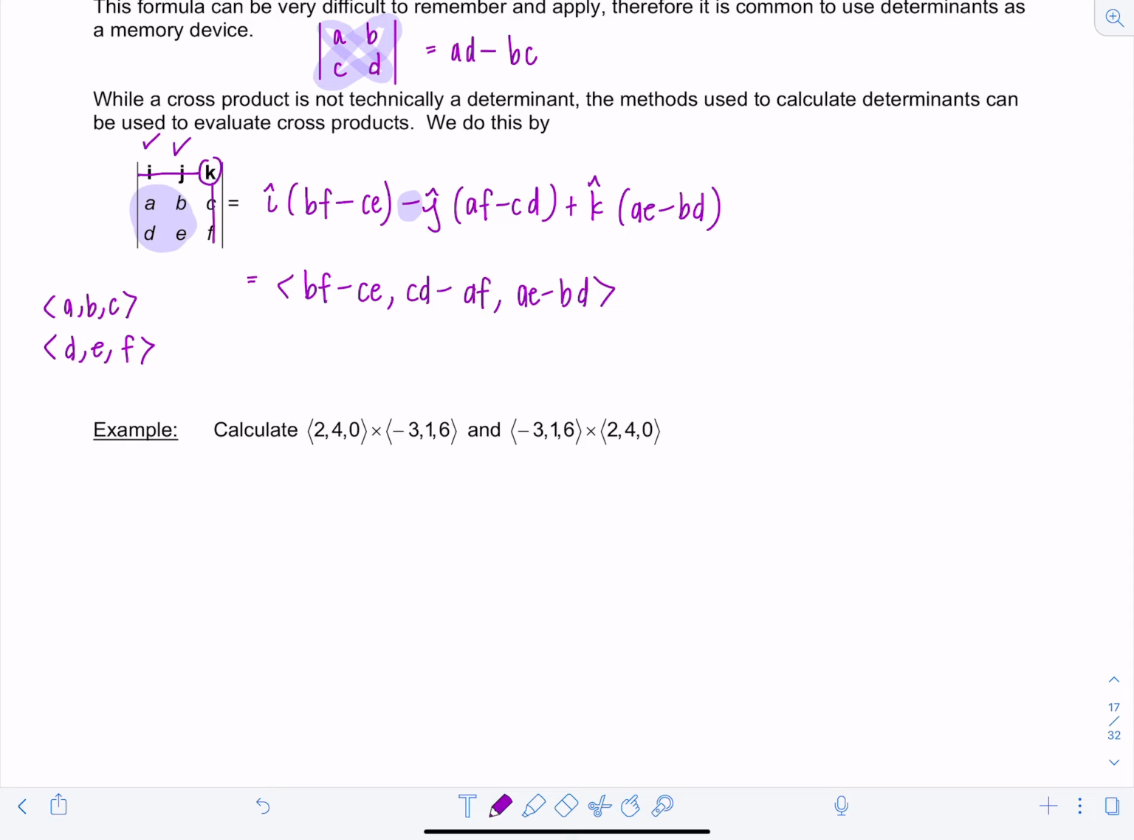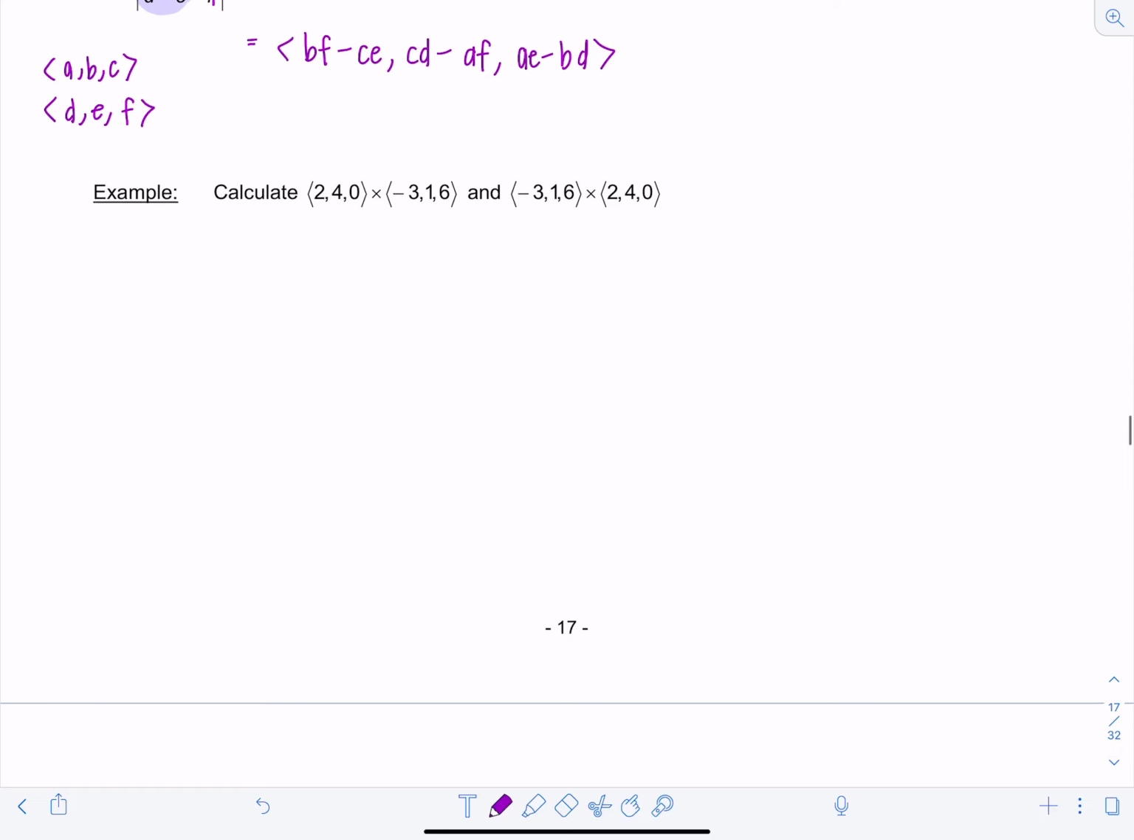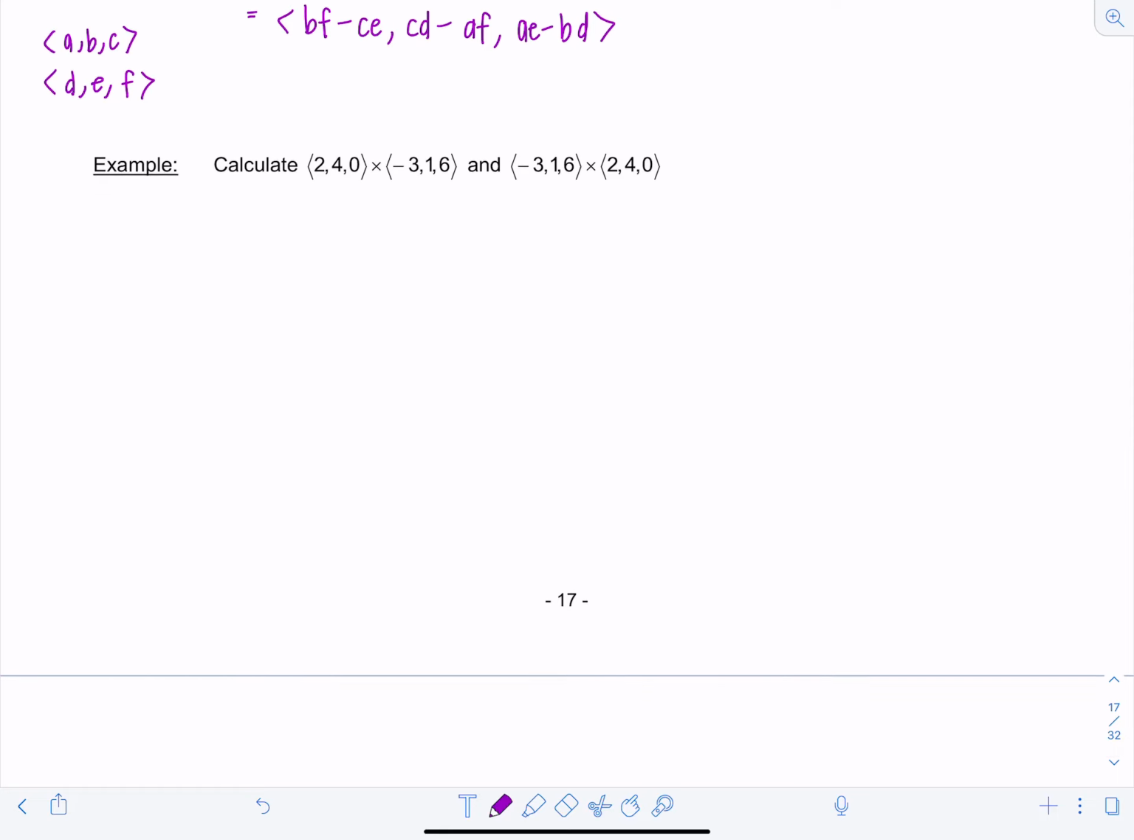Good. So let's practice. Calculate the cross product of 2, 4, 0, and then negative 3, 1, 6. And then we're going to try the cross product and reverse the two vectors. So we're going to see if the commutative property holds. What's your guess? Stake your wages now.